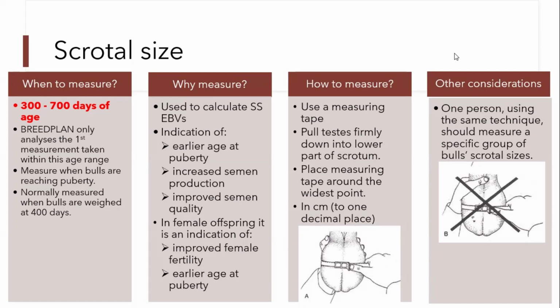So how do we measure it? We use a measuring tape. Breedplan normally recommend a self-tensioning tape. Pull the testes firmly down in the lower part of the scrotum. Make sure not to put your fingers in between the testes and separate them, as the accuracy of your measurement will be out.